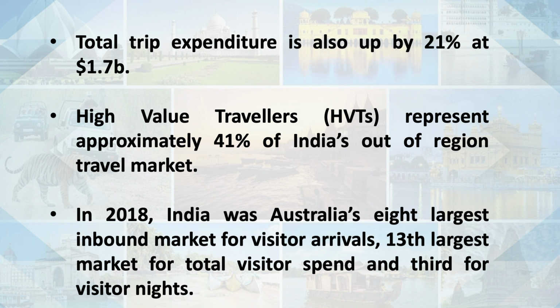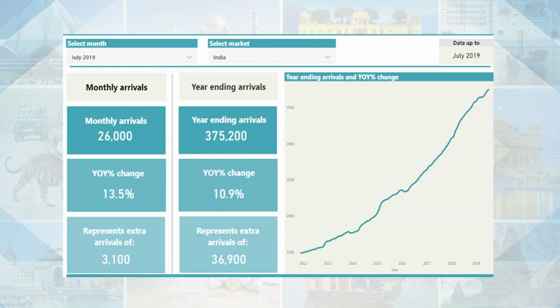In 2018, India was Australia's 8th largest inbound market for visitor arrivals, 13th largest market for total visitor spend, and third for visitor nights. So when we go through the data, we find that for Australia also, India is a major outbound destination. So as Indians also, we have to keep this thing in mind.